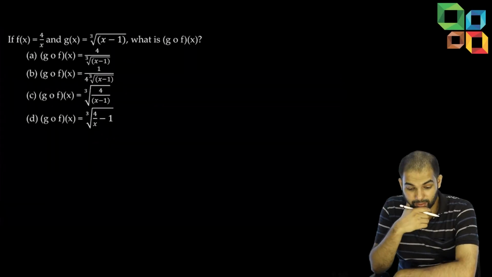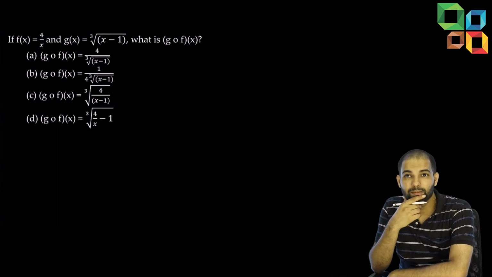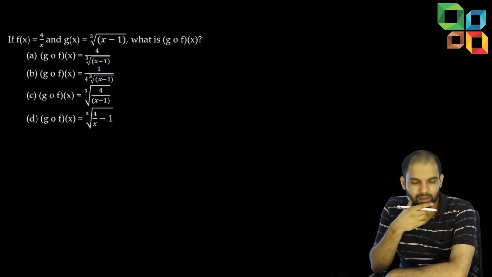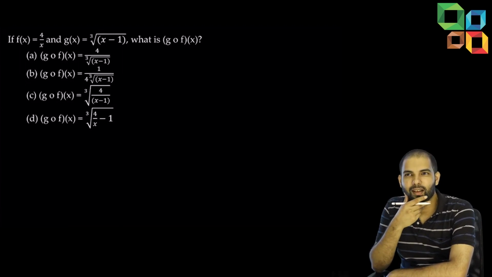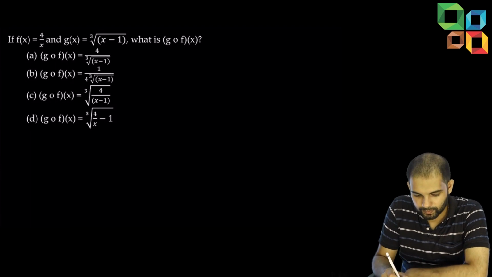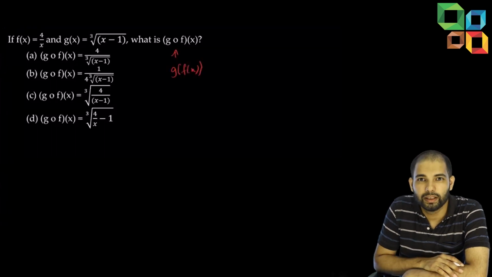Okay, this is something different. Any answers here for this problem? Option D. What is this, g o f of x? It is actually even written as g of f of x. It's called a composite function. So it is g of f of x.